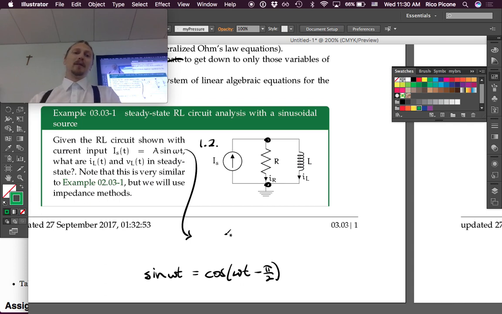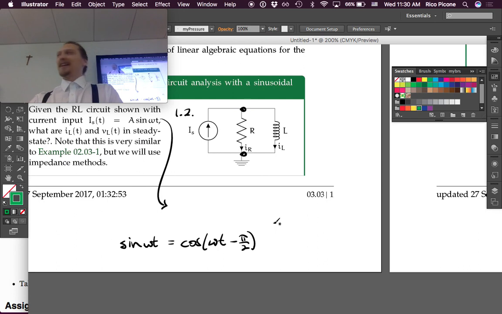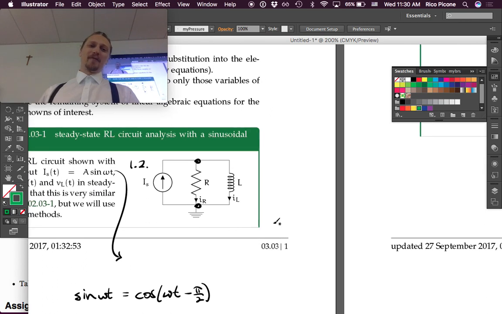Also, you should be able to plug in a number and have this work, right? Sine of 0 better be 0. So cosine of 0 minus pi over 2 is cosine of negative pi over 2, which is 0. So that works out at least. So we're feeling confident in our phase shift. But unfortunately, it also would have worked if we did plus pi over 2. We couldn't check it that way. Okay.